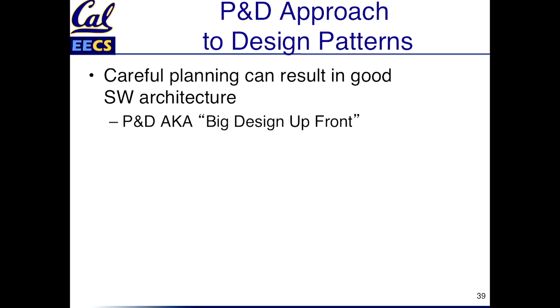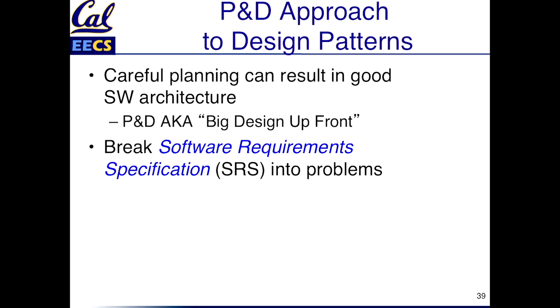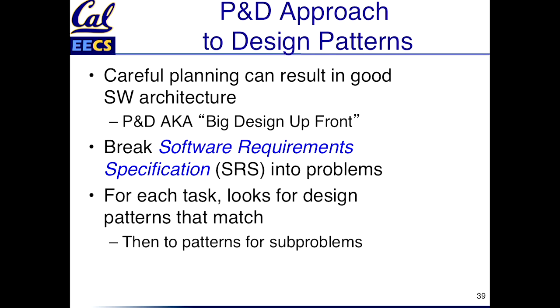Plan and document is what we called, in early editions of books, big design up front, right? So they are purposely taking the time to do the design before they do anything. So it can result in a good software architecture. In particular, if you remember from the plan and document approach, you write this elaborate and long specification called the SRS, and then you break it into tasks, and for each task you try to find the design patterns that match it. So in the waterfall and these other models, you start off with the spec, and before you write code, you come up with a pattern.